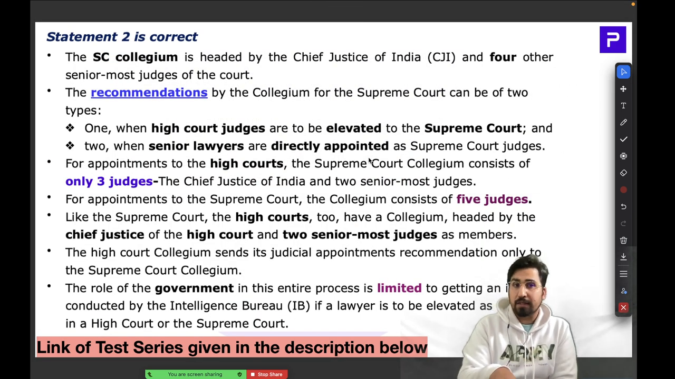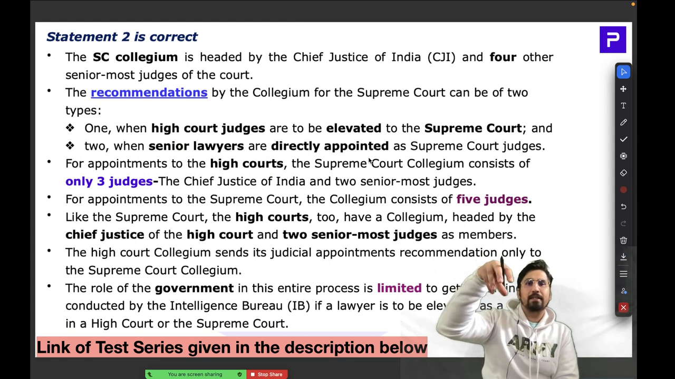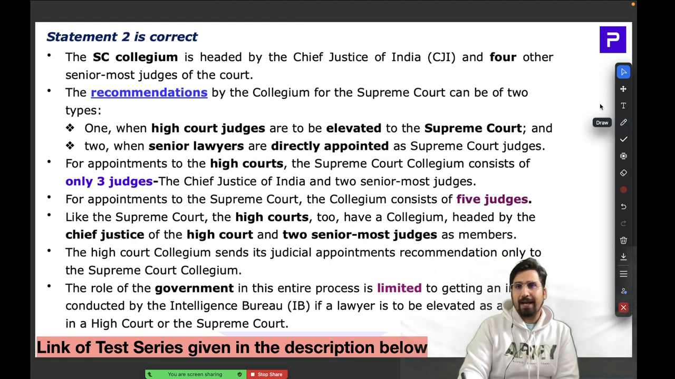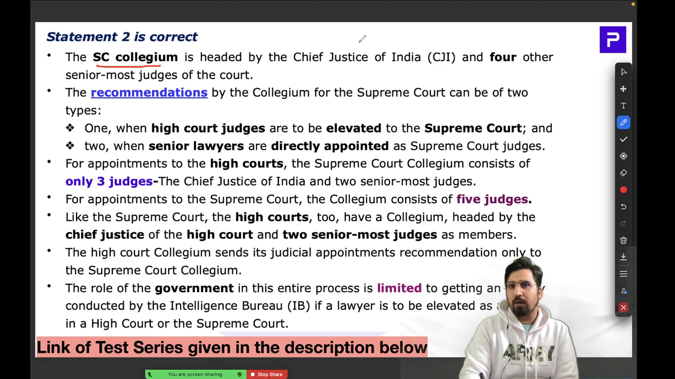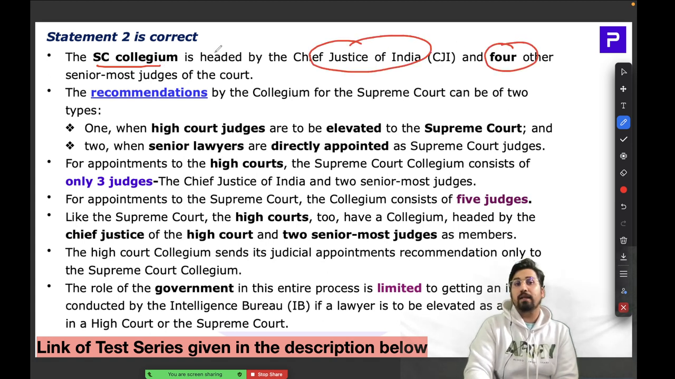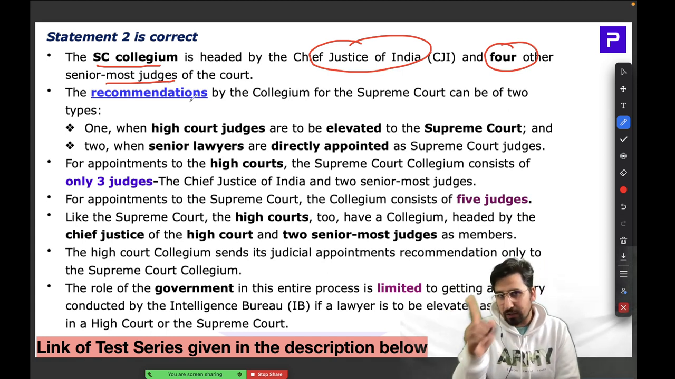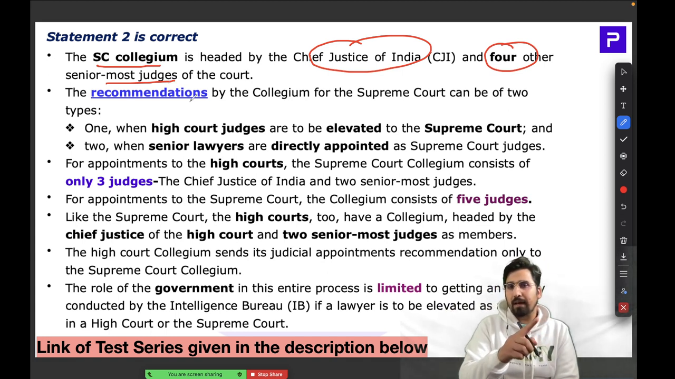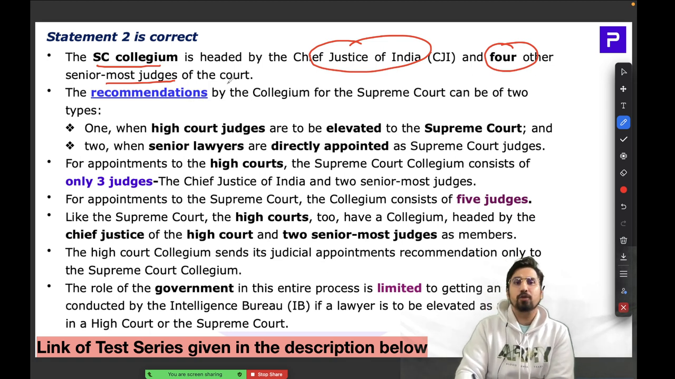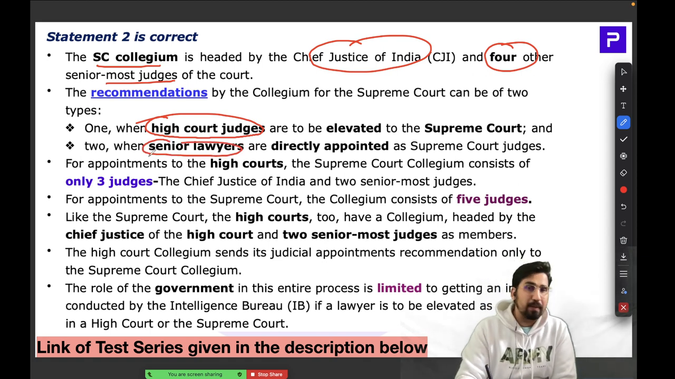Now, the collegium system is actually headed by the Chief Justice of India. And as per the present provisions, every collegium is going to have 5 members, 1 CJI and 4 other senior-most judges. The recommendations of these collegiums can be of two types. This collegium decides with respect to the High Court judges. They also decide with respect to the Supreme Court judges.